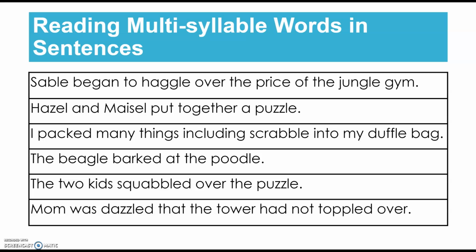For example, the first sentence is, "Sable began to haggle over the price of the jungle gem." Sable has a B, L-E, so the consonant B and then L-E, so I would circle the word sable. Haggle has the consonant G and then L-E, so I would circle the word haggle. Jungle, again, has the consonant G and then the L-E, so I would circle the word jungle. So in that first sentence, I'm circling 3 words, sable, haggle, and jungle. Please pause the video now and work through the rest of the sentences.